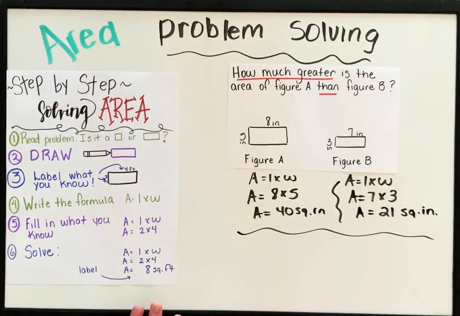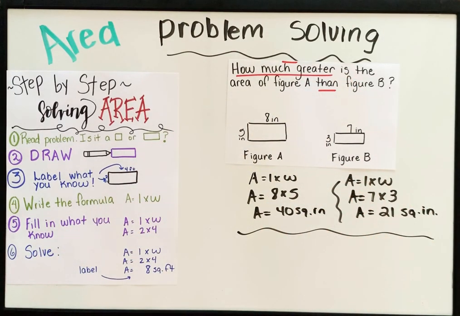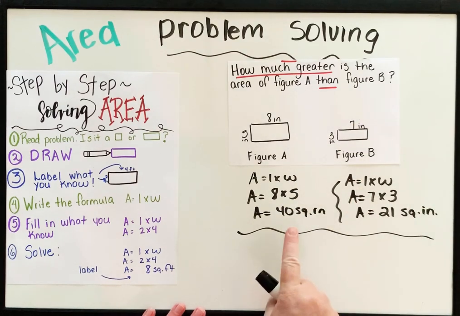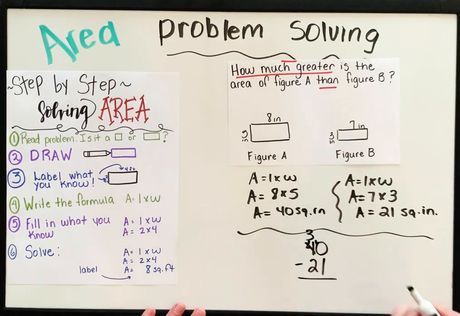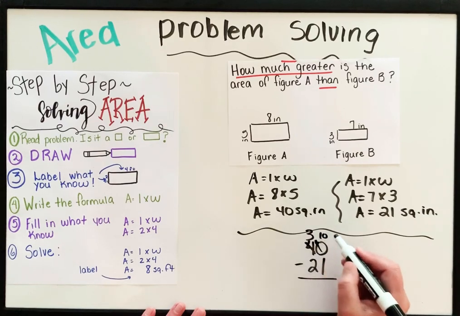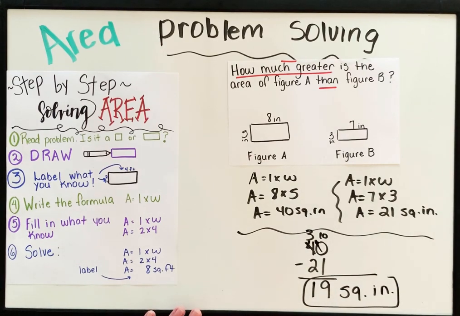Now, that's just the first part. We have one more step. How much greater than? What does that tell me we're going to be doing? When we're comparing 2 things, we want to know how much more one thing is than another. I hope you know by now we have to subtract to find that difference. So let's do our subtraction now. So 40 is our greater number, so now I'm going to take my 40. We're going to subtract 21. For this, I have to regroup. That becomes a 10. 10 minus 1 is 9. 3 minus 2 is 1. And so my difference in the area of these two units is 19 square inches.